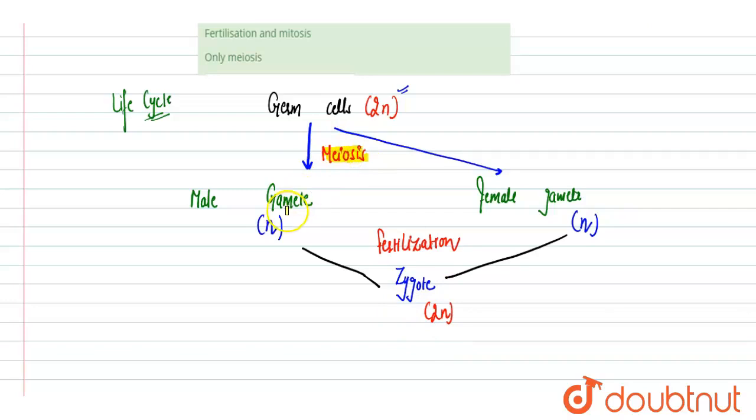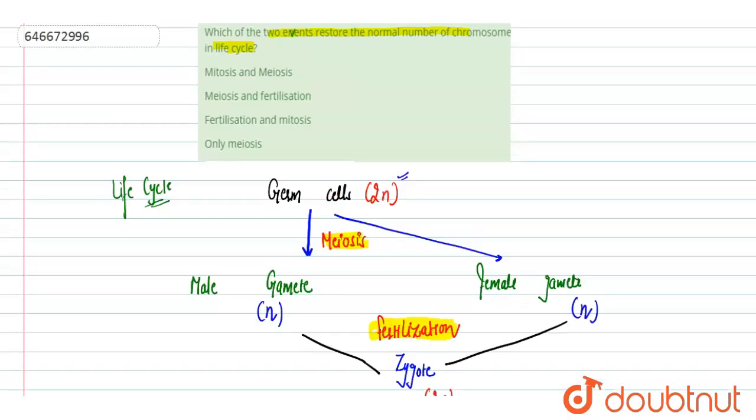Firstly, meiosis reduces the number of chromosomes, and then again by fertilization the number is restored. So these are the two processes which are involved.